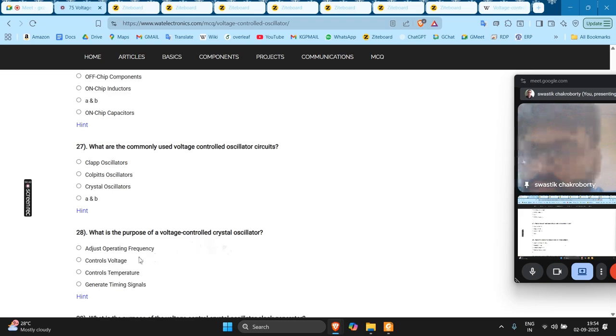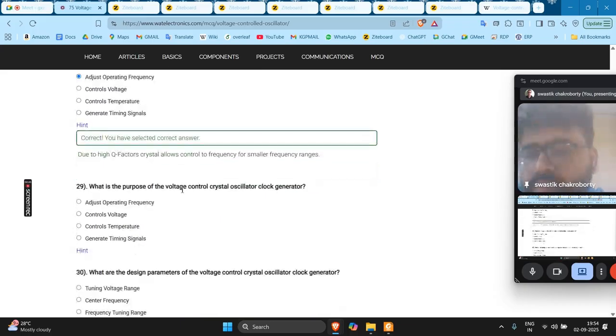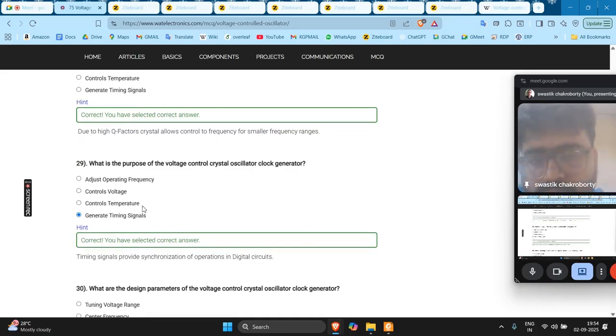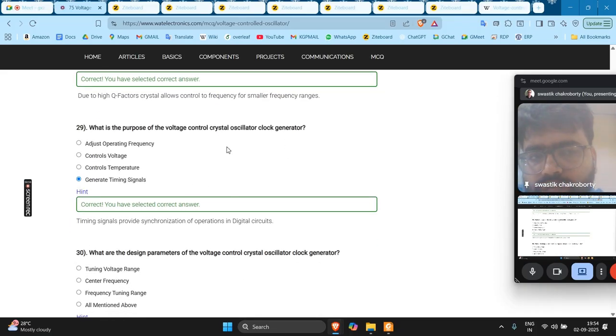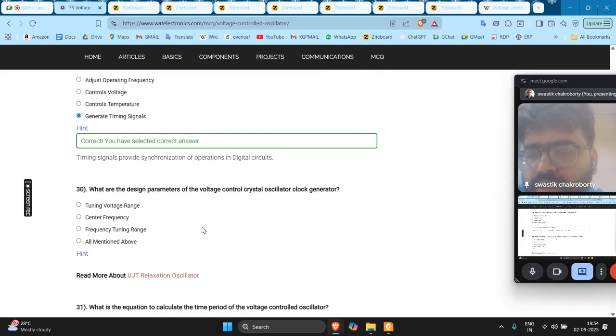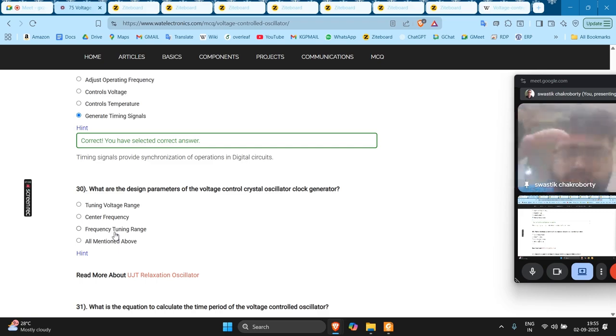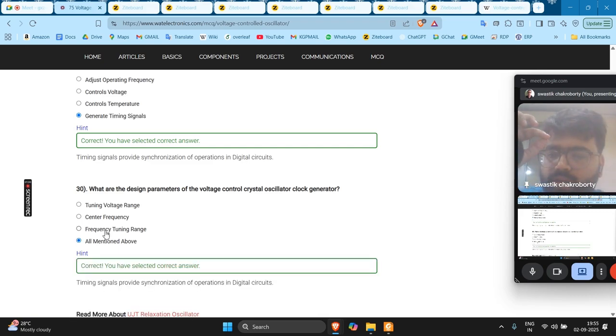So what is the purpose of a voltage controlled crystal oscillator? It adjusts the operating frequency. What is the purpose of a voltage controlled crystal oscillator clock generator? It generates timing signals because it is a clock generator. So it basically mimics the clock frequency and generates a timing wave, a square pulse wave. What are the design parameters? One is the frequency tuning range, then there is a center frequency, that is the free running frequency, and then there is the tuning voltage range.